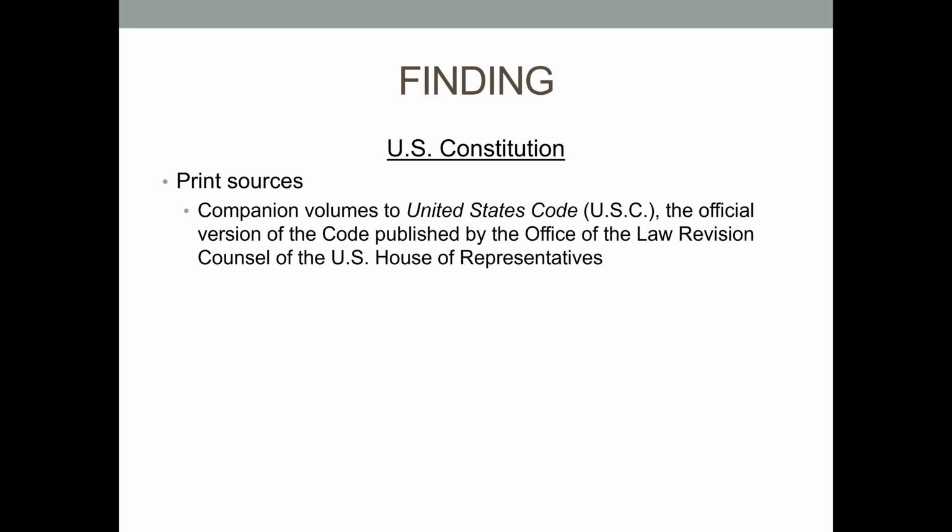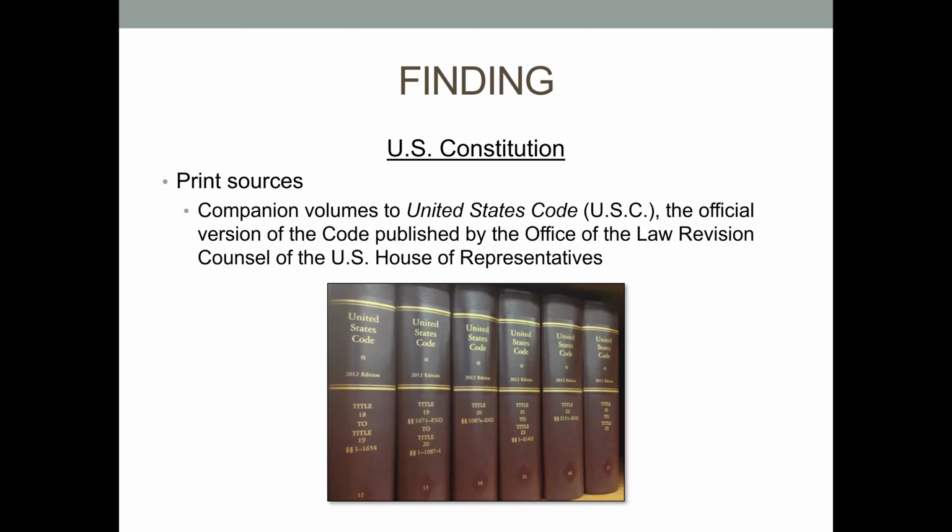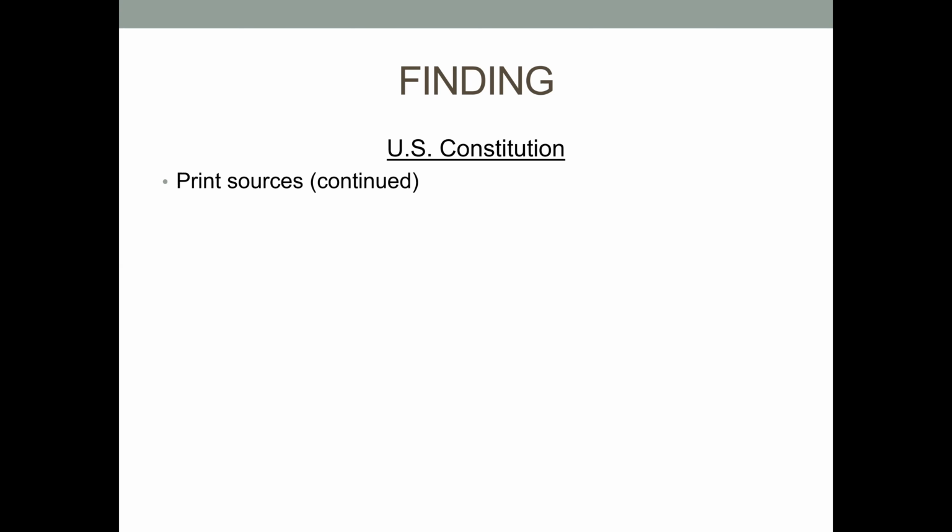Now, the United States Code, which is abbreviated in citation form, U.S.C., is the official government published version of the code that is published by the Office of the Law Revision Council of the United States House of Representatives. And here's a picture of the spines of some of those volumes. So this is one way that you can find the text of the United States Constitution.